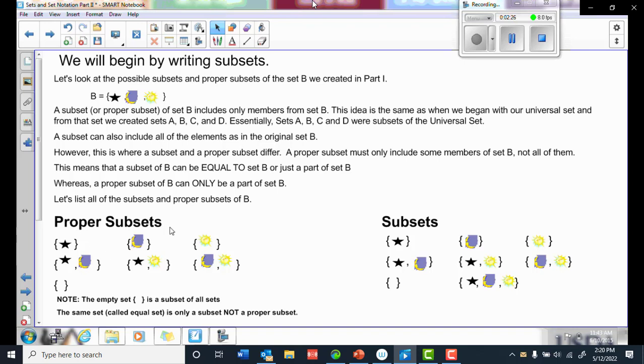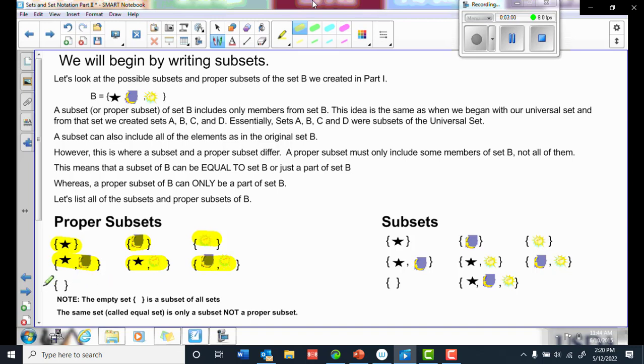Here we have a proper subset of set B. Here's all our different combinations. Okay, a proper subset could just be this star. That would be a subset of B. Just a star. Or I could have just the moon. Or I could have just the sun. All of these are parts of set B, so they are subsets. I could also do the star and the moon. I could do the star and the sun, the moon and the sun.